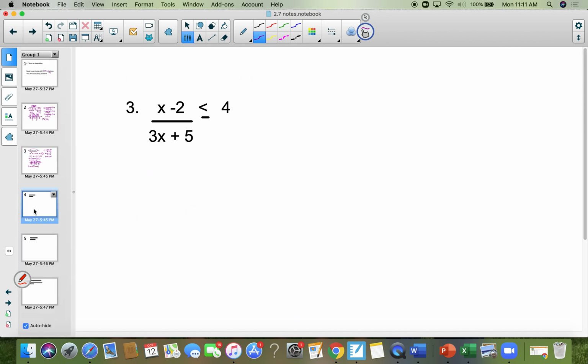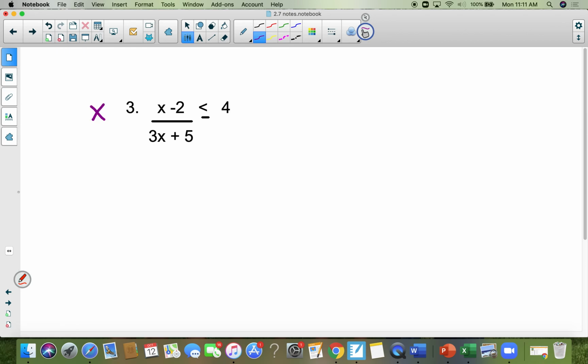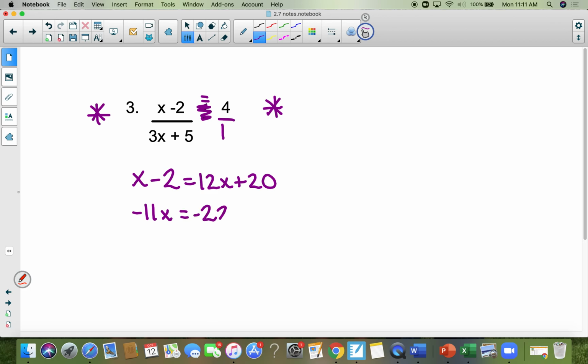Okay, my next two problems, I'm going to deal with what happens if there's a fraction in the problem. So fractions, you have to do something special with the fraction. So again, I'm going to set this equal and put the 4 over 1, and I've got a fraction equals a fraction, so I'm going to cross multiply. And I'm going to get x minus 2 equals 12x plus 20. Subtract 12x, I get a negative 11x equals a negative 22.